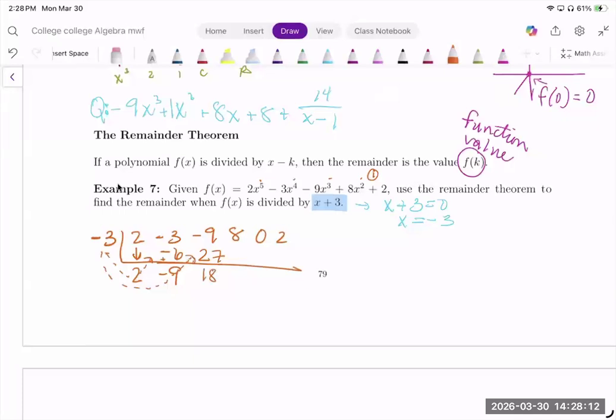18. -3 times 18. My brain's not that fast. Let me slap it into my calculator. -3 times 18, -54. Adding down, so take away 8, that's -46. Now times the -3, that is 138. Add down, 138.